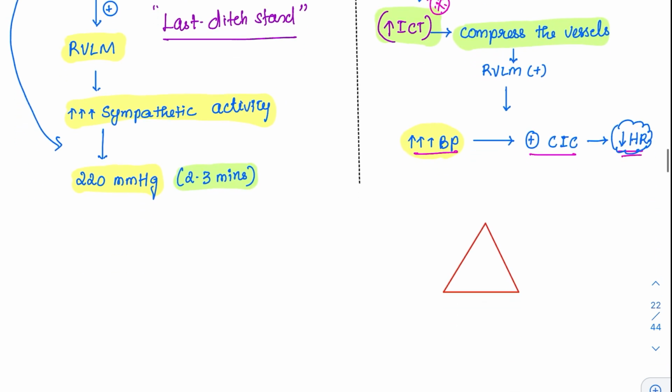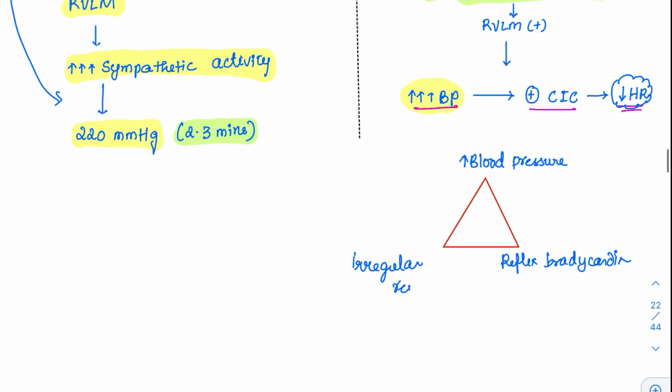So there is a classical triad which is seen in Cushing's reflex. First, there is an increase in blood pressure. This is the first event. And because of this increase in blood pressure, what is happening? It is causing a reflex bradycardia. Then the respiratory centers are also affected and it will cause irregular respiration. So this is the classical triad of Cushing's reflex: increased BP, reflex bradycardia, and irregular respiration. So this is all about the regulation of BP.